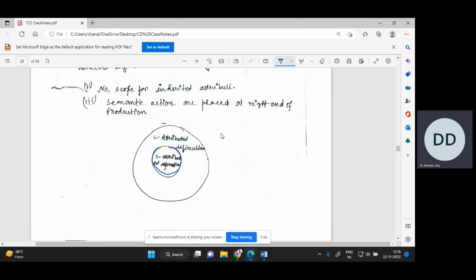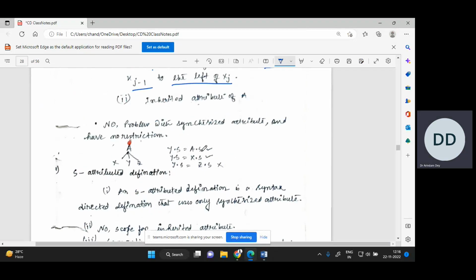And also you can check that I have given a Venn diagram over here, that S attributed definition is a subset, and L attributed has a superset. Correct? This is a superset segment. These are the only two parameters you can remember: what is the Venn diagram architecture and what is L attributed definition. It is fine. Okay.